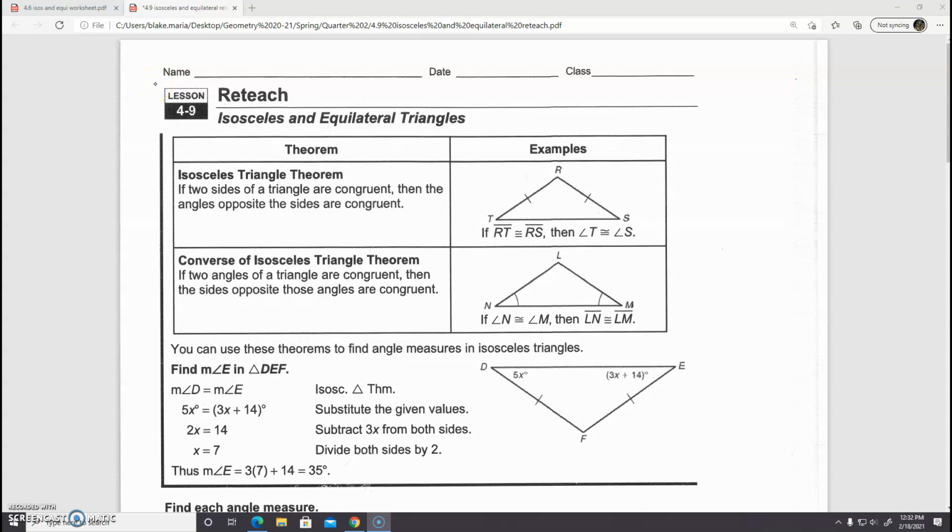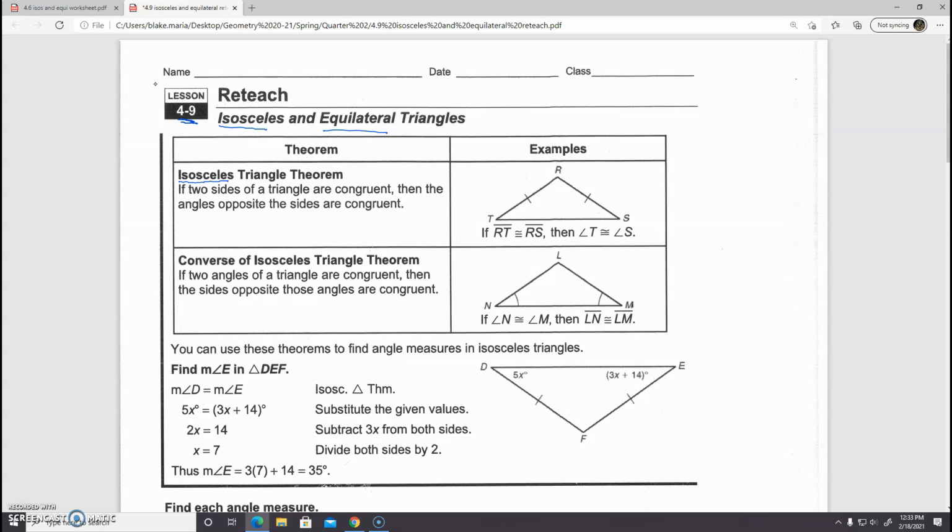Hey guys, today we're going to move into section 4.9, which is actually the last section of this chapter for us. And this is on isosceles and equilateral triangles. Now, we did already kind of dabble with isosceles and equilaterals, so to be honest, a lot of this might seem like review.